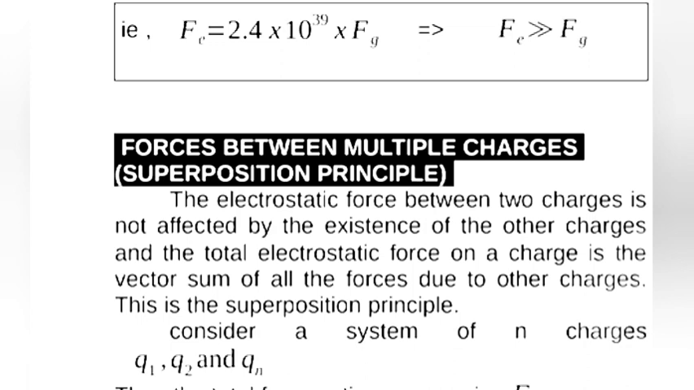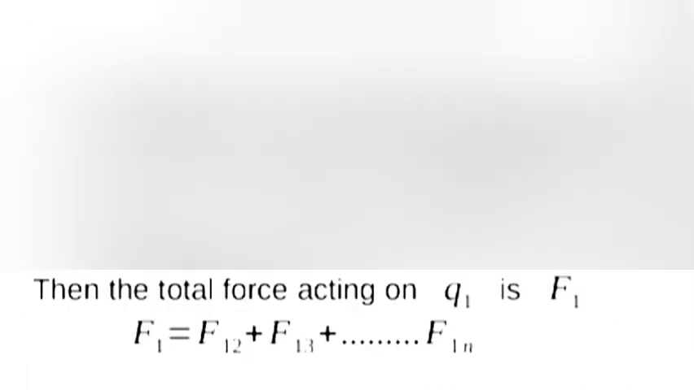Forces between multiple charges. Superposition principle. The electrostatic force between two charges is not affected by the existence of the other charges, and the total electrostatic force on a charge is the vector sum of all the forces due to other charges. This is the superposition principle. Consider a system of n charges Q1, Q2 and Qn. Then the total force acting on Q1 is F1, F1 equals F12 plus F13 plus etc.